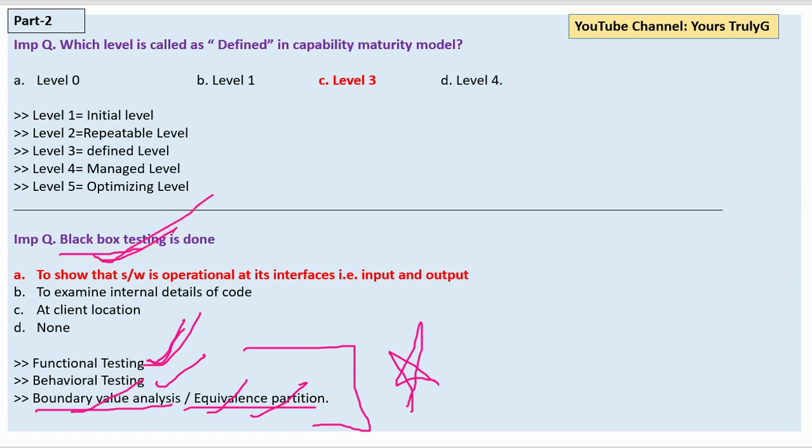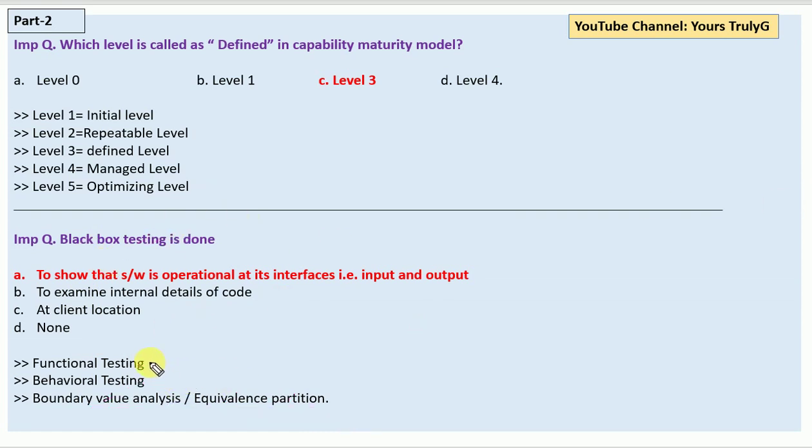These three important terminologies are very important for your upcoming examination. It's related to black box testing. Black box testing is also known as functional testing, behavioral testing, boundary value analysis, and equivalence partition. Again, I'm telling you, please note it down, because they will definitely ask which testing boundary value analysis is done for. If you don't know, you will not mark this answer as black box testing.